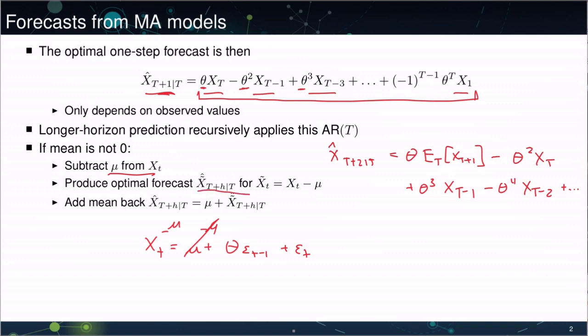We then can produce the optimal forecast from the demeaned data. And then finally, once we have x tilde hat t plus h given t, we then can add mu to that to get x hat t plus h given t. In fact, I think here you can see I call this x tilde hat, and then our final x hat depends on that.